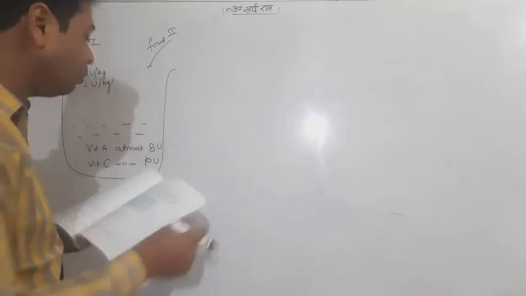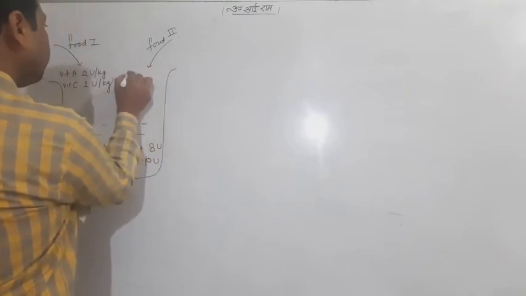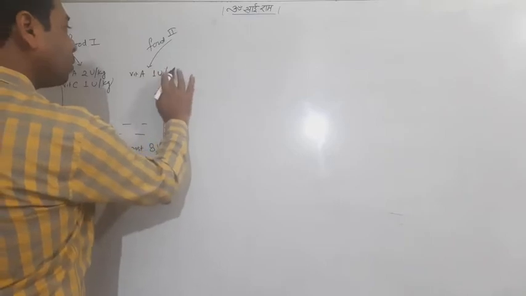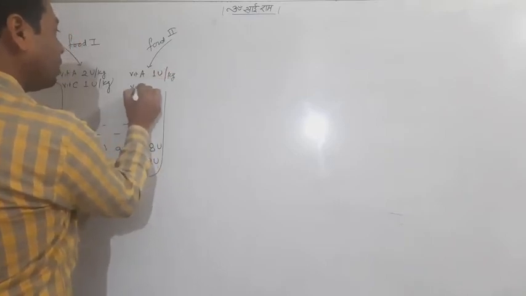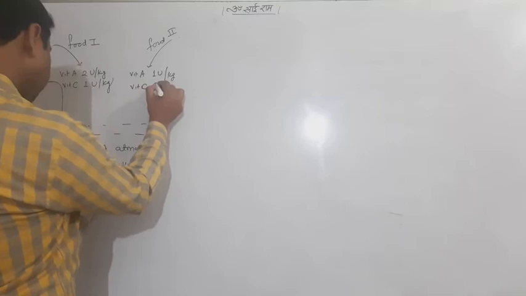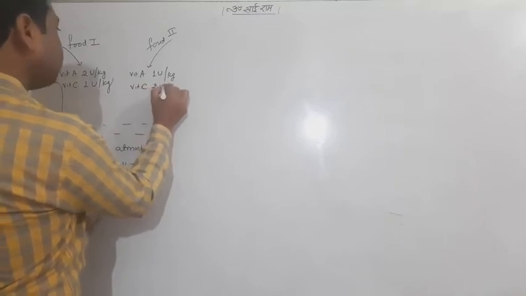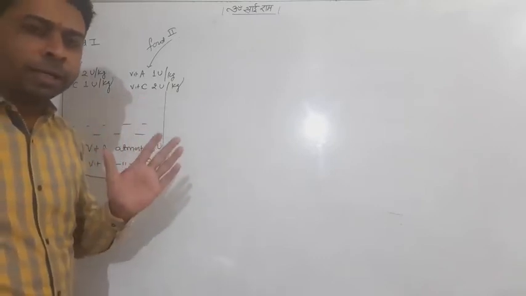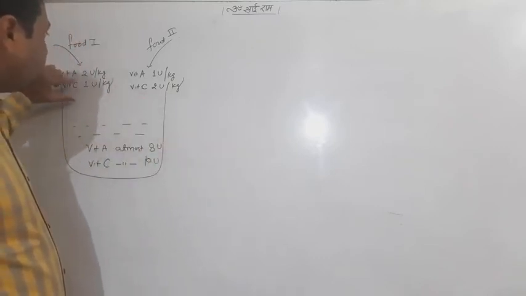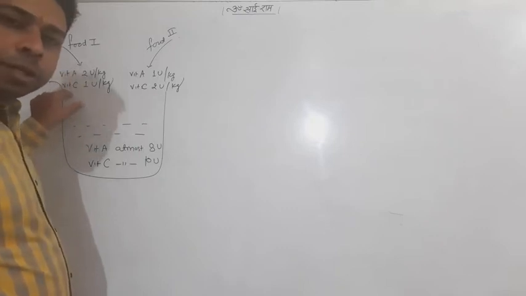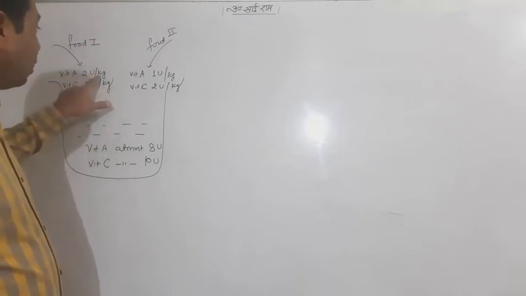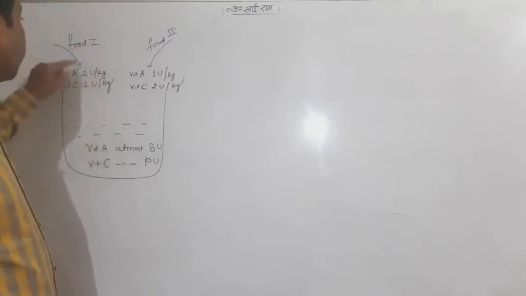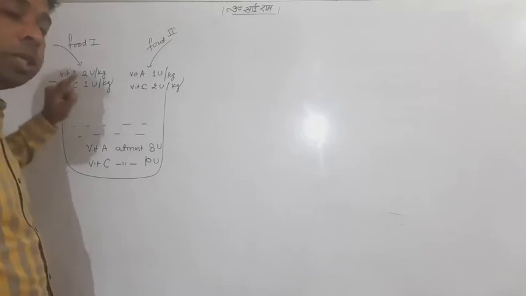Food 2 has 1 unit of vitamin A per kg and 2 units of vitamin C per kg. Now you can understand that food 1 also contains some vitamin A and some vitamin C. The quantity depends on the kg. That means how many kg of food 1 you take decides the vitamin A and vitamin C.